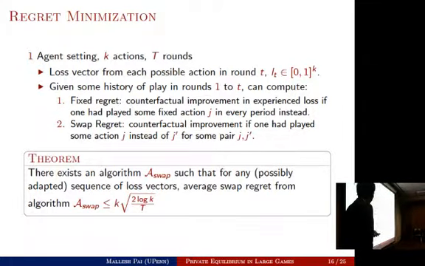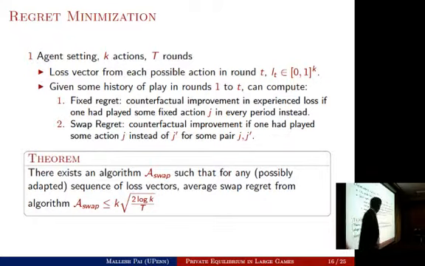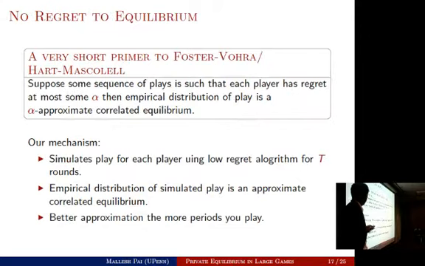Just a little more detail. There exists a computationally efficient algorithm that, given any sequence of loss vectors over t rounds, can guarantee 1 over square root t regret, as long as the vectors are bounded between 0 and 1.